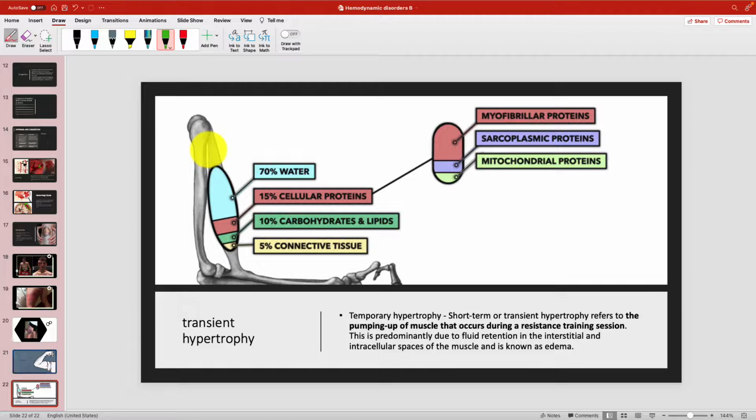fluid seeping out into the interstitial space, because with an increase in heart rate, we're going to have an increase in hydrostatic pressure, right? But there's no change to oncotic pressure. Oncotic pressure is going to stay the same because we're not losing proteins anywhere. So we just have this mass shift of water from the interstitial space and the bloodstream into the muscle, where now the muscle is going to look bigger because it's retaining more water.